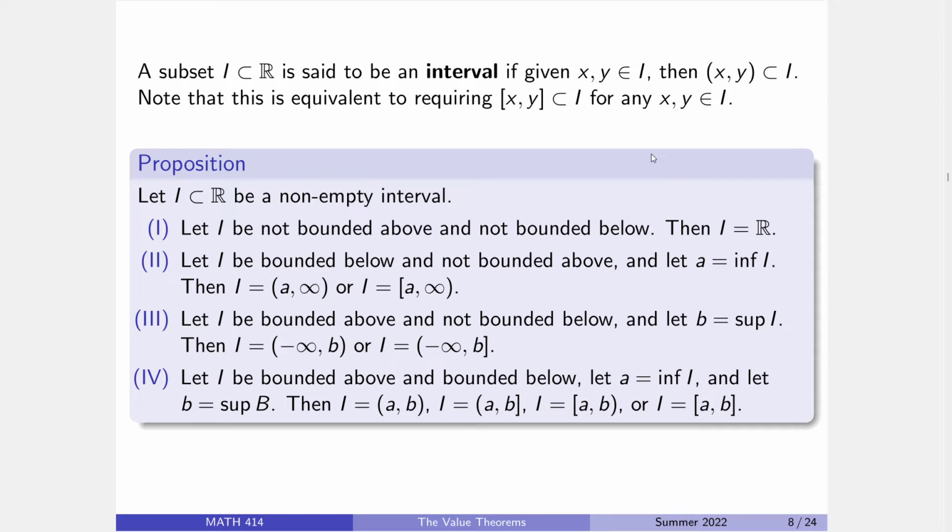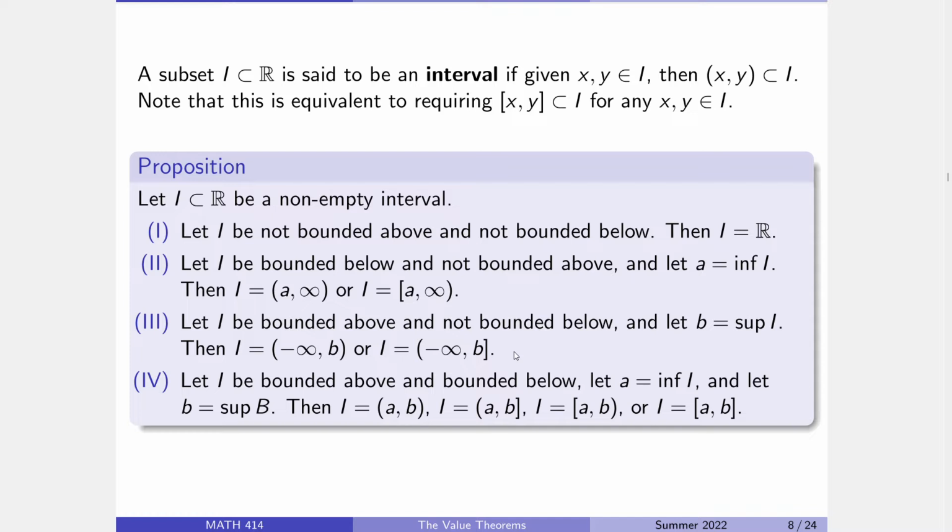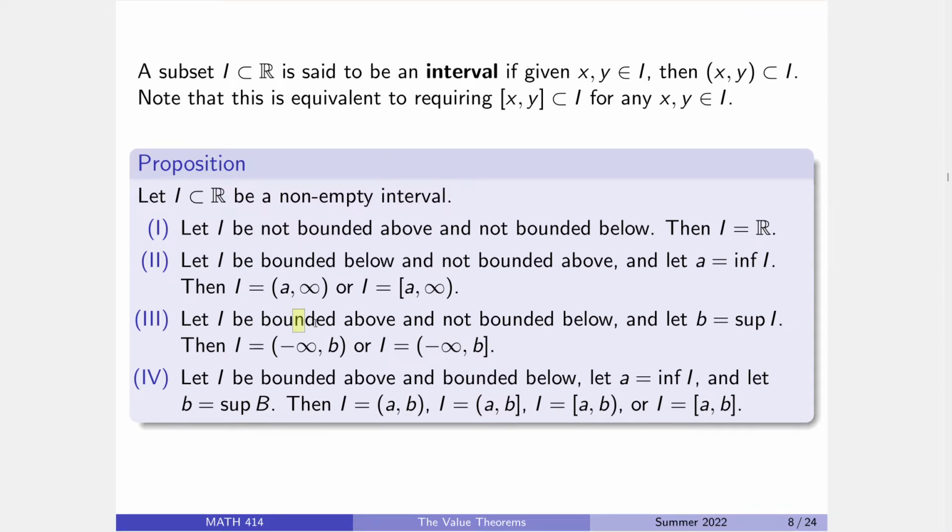So before we do that, though, we'll first prove that intervals are precisely what you think they should be. They're either the real line, and that only happens when we're not bounded above and not bounded below. They are rays, open or closed, if you're bounded below and not bounded above, or vice versa, bounded above and not bounded below. And if your interval is bounded above and below, then it's one of the following sets.